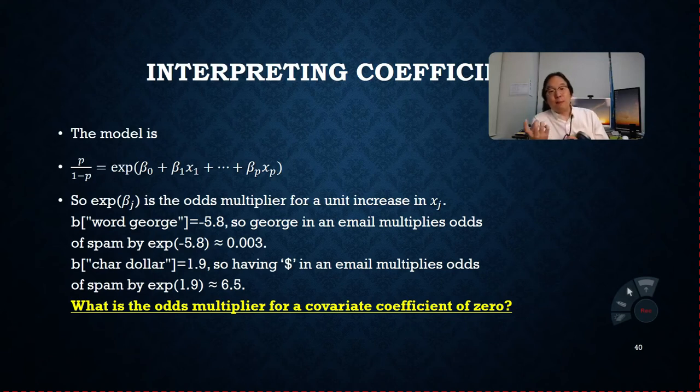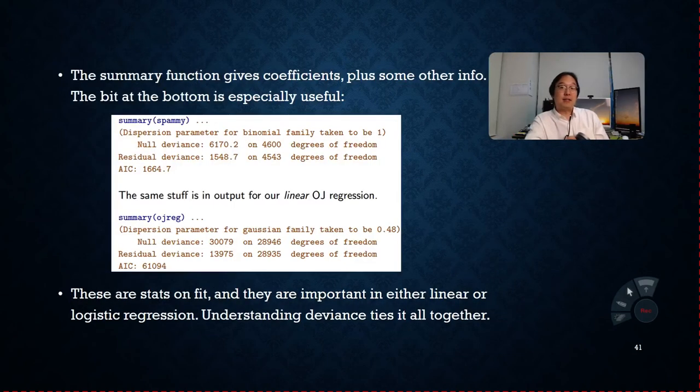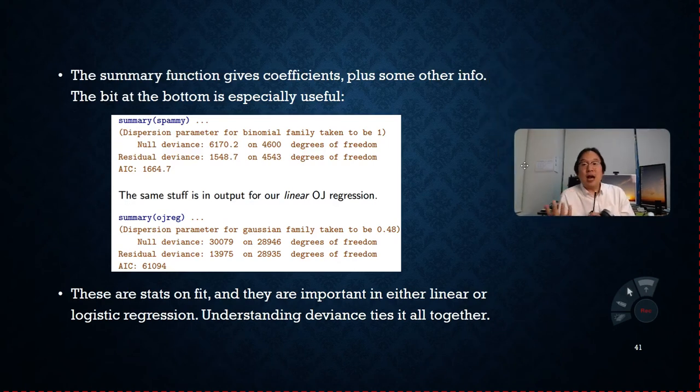Then what is the odds multiplier for a covariate coefficient of 0? e to the power of 0 means what? Whatever to the power of 0 should be 1. Odds ratio 1 means what? The probability of being spam versus not is the same. It doesn't affect anything. That's intuitive. The odds of being spam versus not don't get affected by any variable whose coefficient is 0.